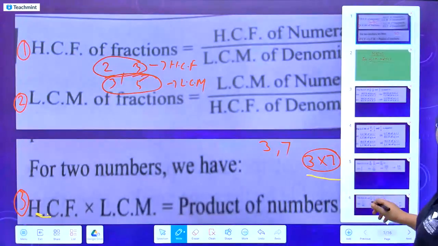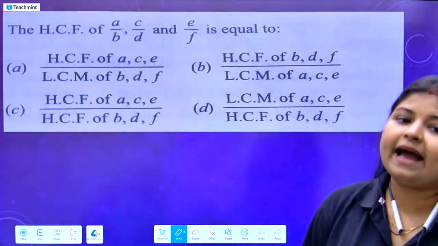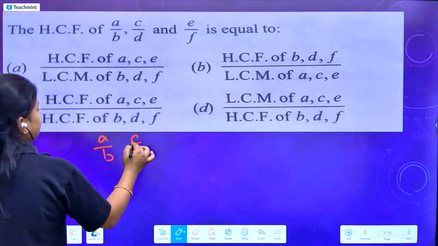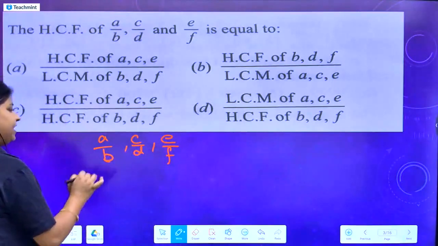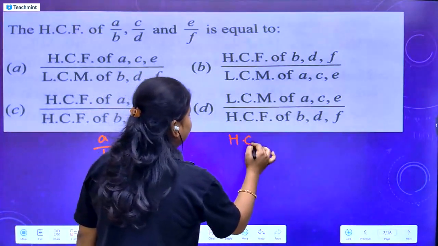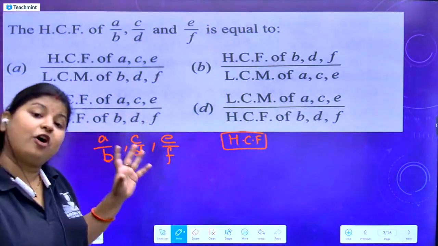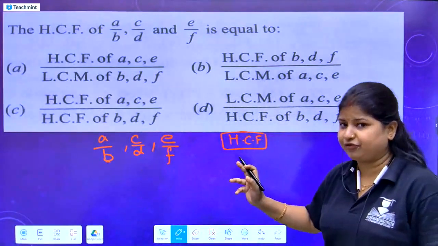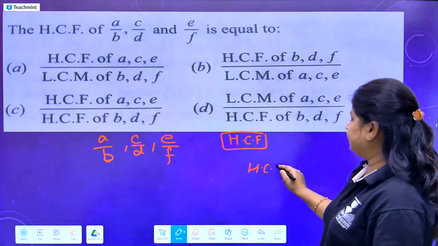For example, suppose I have fractions A by B, C by D, and E by F. Okay, I have fractions A by B, C by D, and E by F, and I am asked to calculate the HCF. So, what does the formula say? The formula says that when you are asked to calculate the HCF of fractions, then you will take out the HCF of numerators.